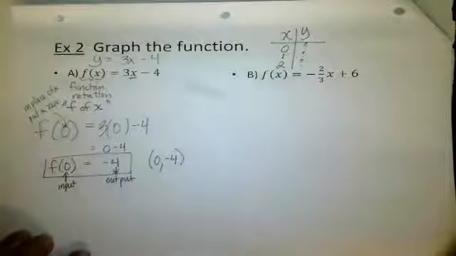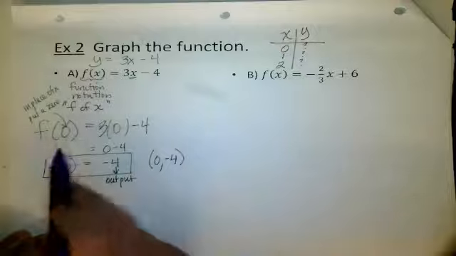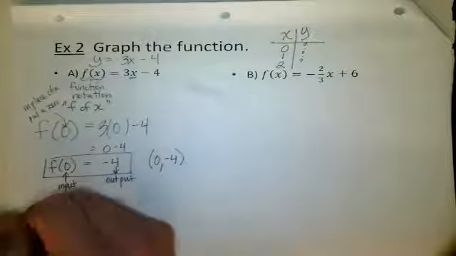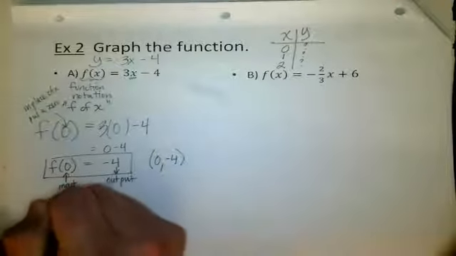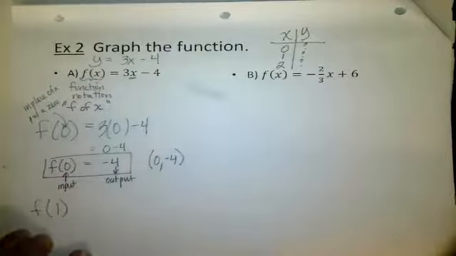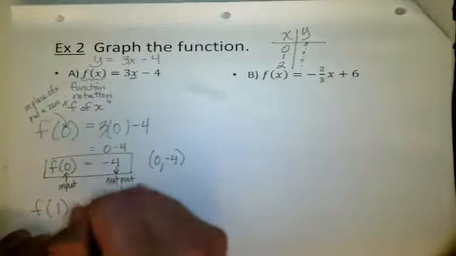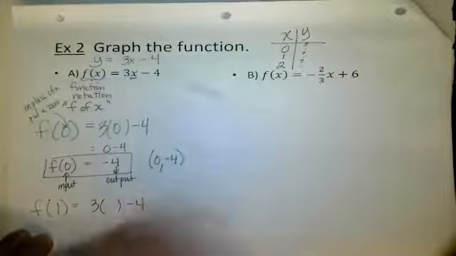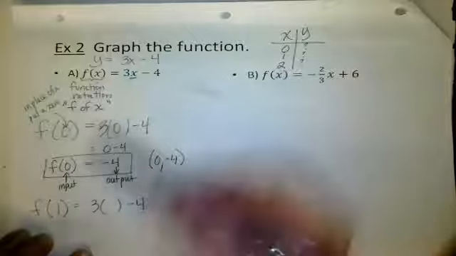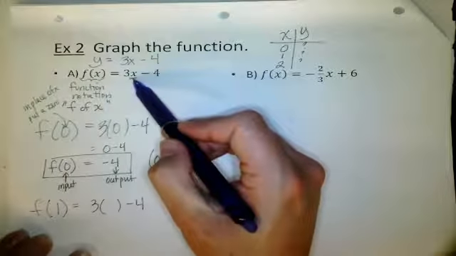So I'm going to do it again. What's another value I could plug in place of x? 1. 1 is a great number to plug in place of x. So again, I'm going to go back to my equation. I have 3 times some x value minus 4. And what am I going to put in place of that x? A 1.